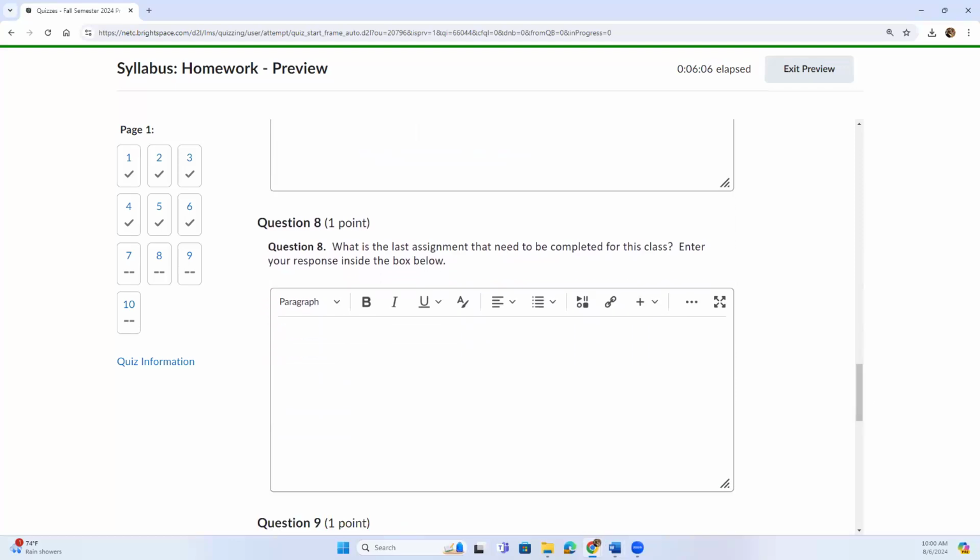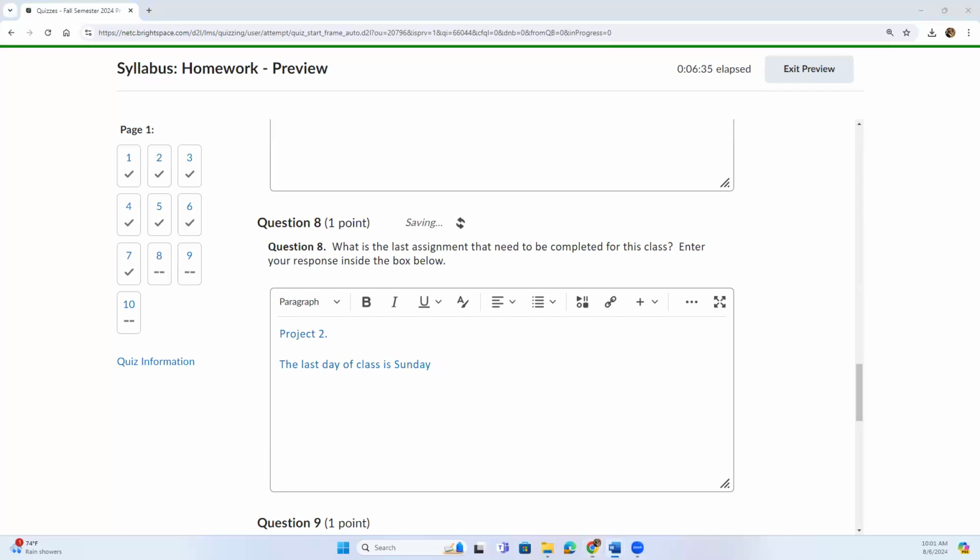All right, what is the last assignment that needs to be completed? Here I'm also going to write down the last day. The last day of class, project 2. So your last assignment. The last day of class is actually a Sunday. I'm going to use this one to write this down.